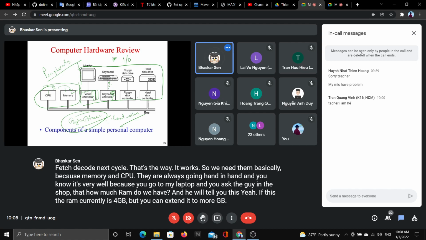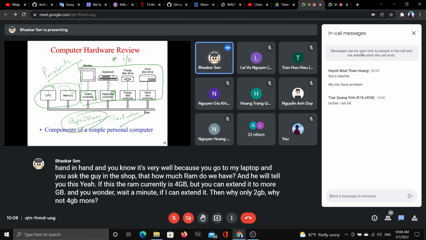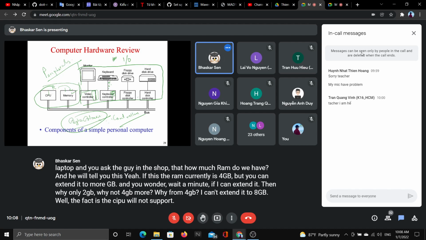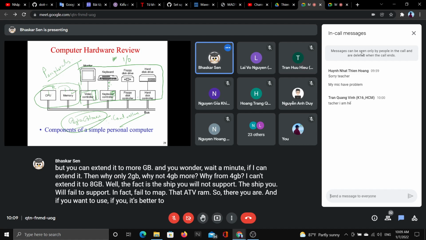And you wonder, wait a minute, if I can extend it, then why only 2 GB? Why not 4 GB more? Why from 4 GB can't I extend it to 8 GB? Well, the fact is the CPU will not support it. The CPU will fail to map that 8 GB of RAM. So there you are. And if you want a new CPU, it's better to go and buy a new computer.